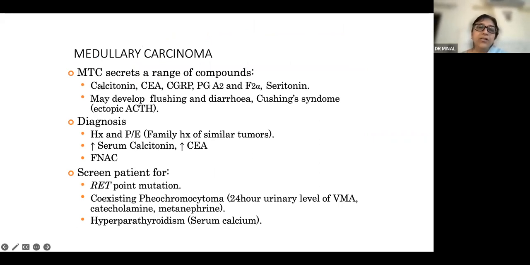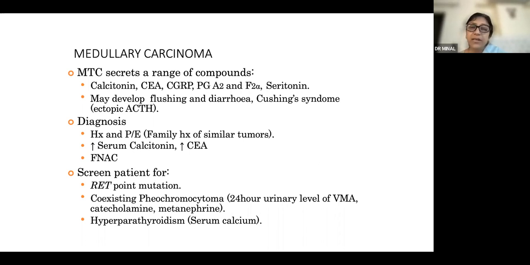Then the medullary carcinoma, MTC, basically secretes a lot of other compounds. Calcitonin is just one of them. It can also secrete CEA, carcinoembryonic antigen, then CGRP, PGE2 and F2 alpha, serotonin also. It may develop flushing and diarrhea because of the serotonin. Cushing syndrome can be there.